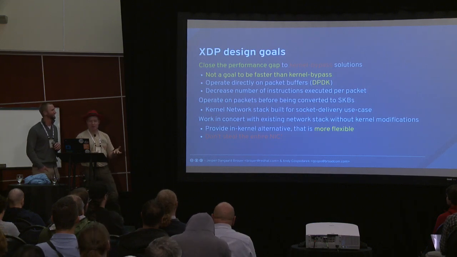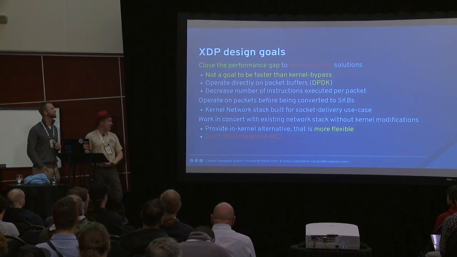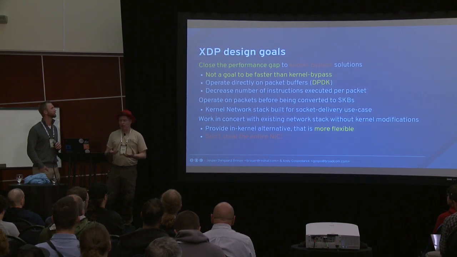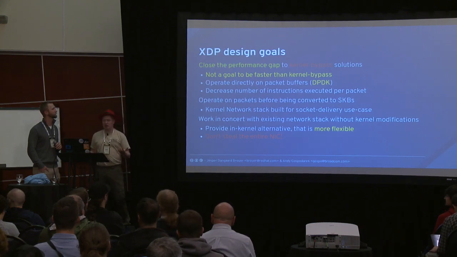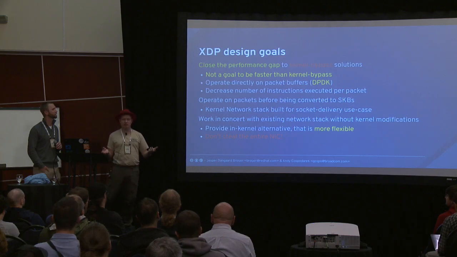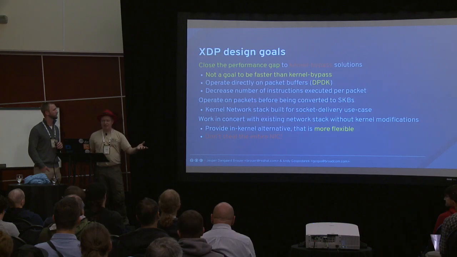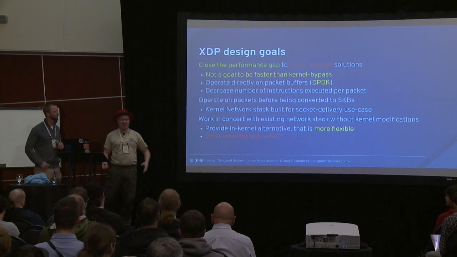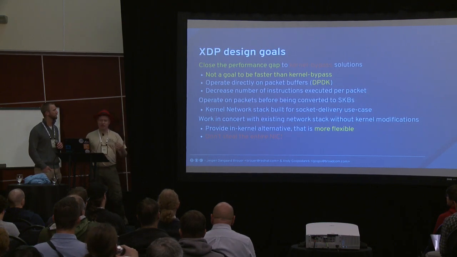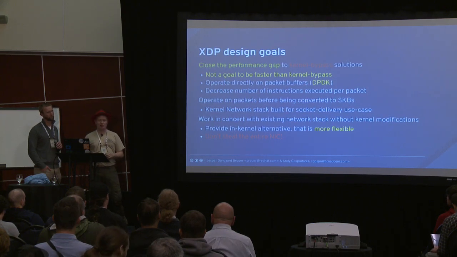So we operate on the packet before converting it to our metadata structure called SKB. And this is one of the points why the network stack is conceived to be slow. Up front, we took the decision 20 years ago, maybe 25 years ago, that these packets should be delivered into sockets. That's why it's called the SKB, because it's the socket buffer. And we realize that if you want to do something fast, you don't take this cost up front. If you don't need it, you can use XDP in these use cases.